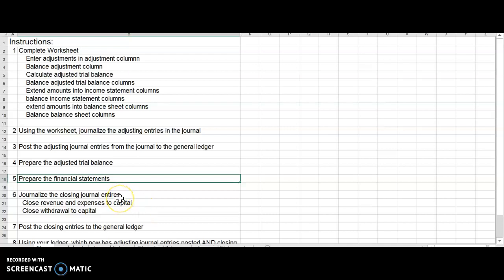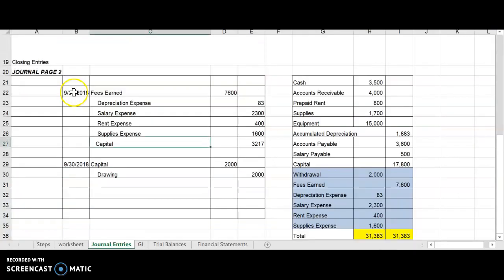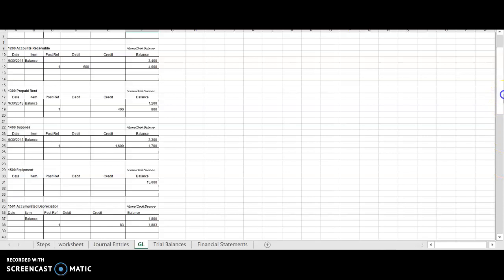Okay, in this video we will post the entries to the ledger. In the last video we journalized the closing entry, so now we're ready to post these entries to the ledger. So what we have done is, let me move this over, we debited fees earned for $7,600, so we need to go to the general ledger.